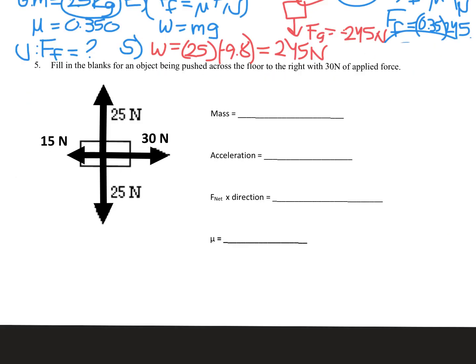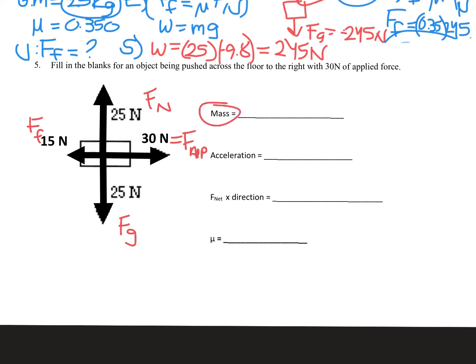Taking a look at number 5, it says fill in the blanks for an object being pushed across the floor to the right with 30 newtons of applied force. Okay, so this is my applied force. So I'm guessing that this is my force of friction. If I'm pushing something across the floor, gravity's got to be pulling down, and this must be my normal force pushing up. Now I want to try to figure out everything I can about this information.